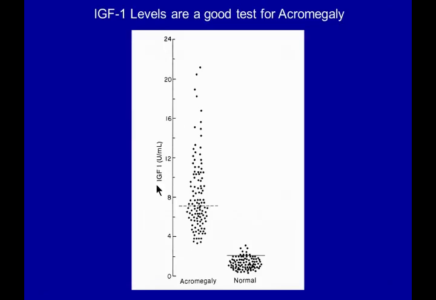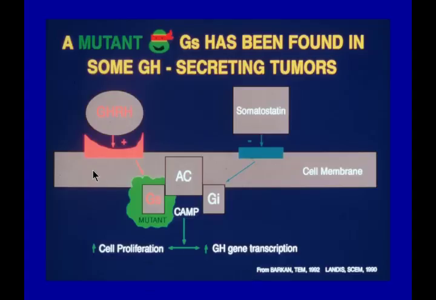Another thing we can do is follow IGF-1 levels. And you can see they're elevated compared to normal. And it's interesting, as I said, these are monoclonal tumors, and about 20 or 25% have an activating mutation of the heterotrimeric G protein G sub S, because growth hormone releasing hormone stimulates through the cyclic AMP formation through the classical G protein mechanism to activate both cell proliferation and growth hormone secretion.